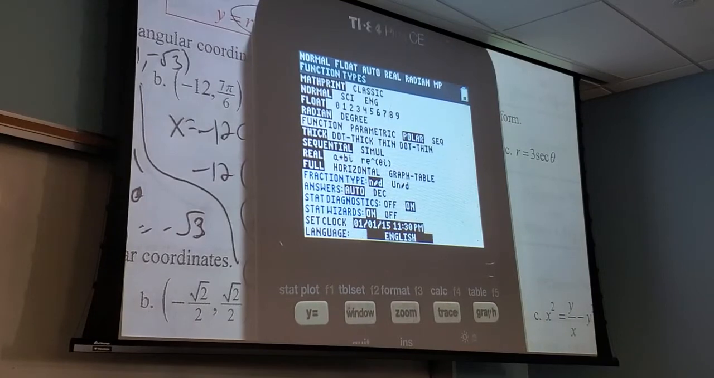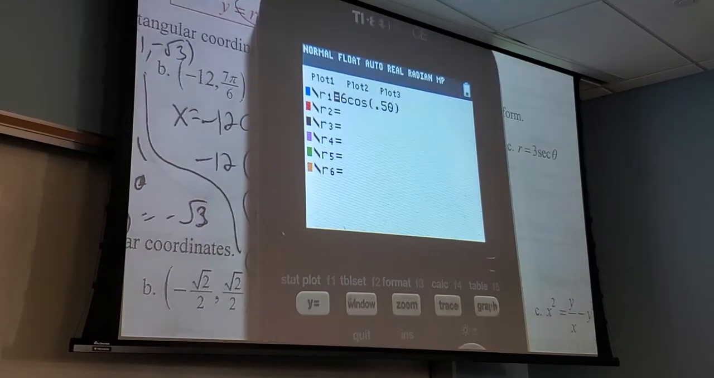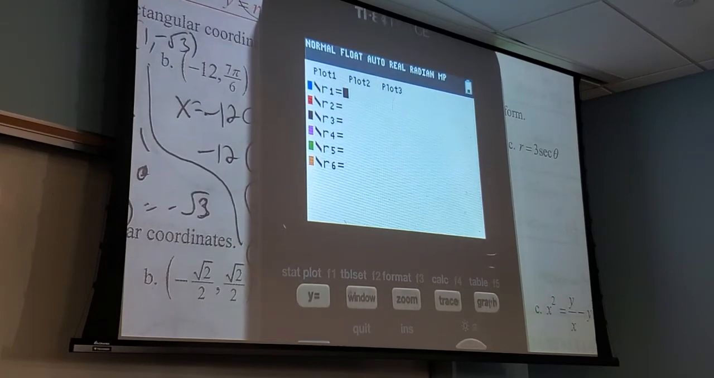So now watch what happens when I hit y equals. Look at that. Now it has r equals. Of course it does, because I don't have x and y in polar. I have r and theta. So what was this equation? It was r equals 5 sine theta, right?